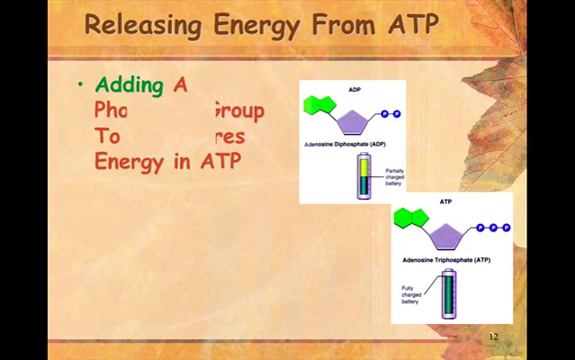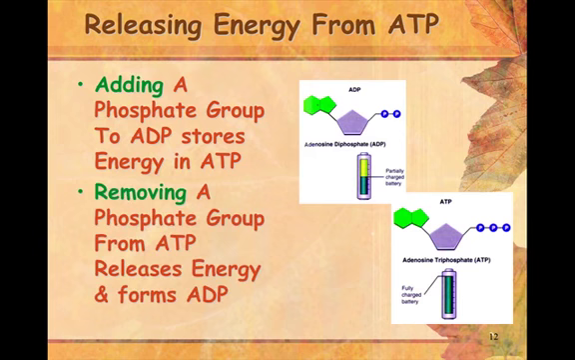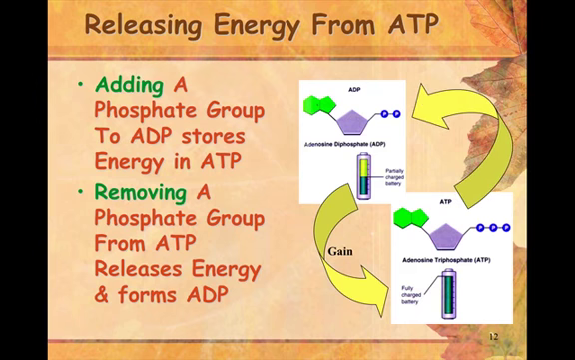Here's another way to look at it. Adding a phosphate group to ADP stores energy in the form of ATP. Remember, ADP just has 2 phosphate groups. So we add a phosphate group to ADP, and that gives us ATP. Removing a phosphate group from ATP releases energy and forms ADP. So going from ADP to ATP, we are gaining a phosphate group. When we're releasing energy from ATP back to ADP, we are losing a phosphate group.